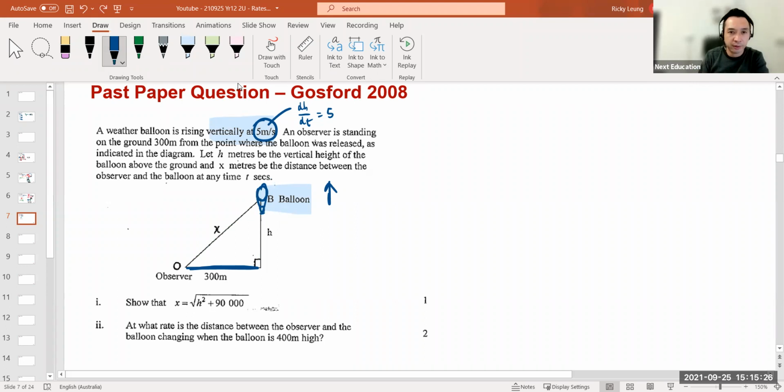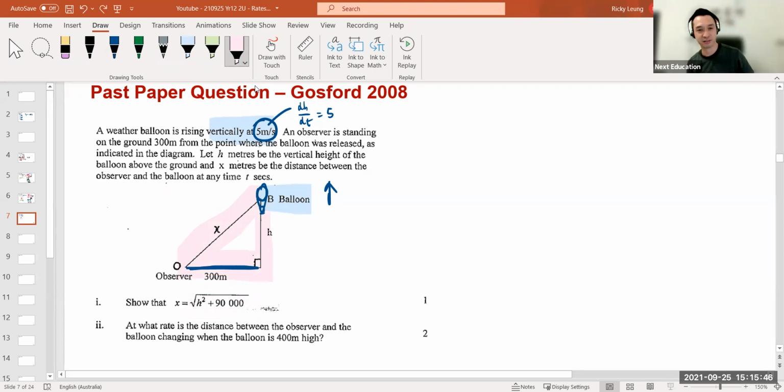Where the balloon is at, let h be the vertical height. x is the distance between the observer and the balloon, right? You can see the connection between the three sides. The tool is Pythagoras. Yeah, it's all to do with Pythagoras. That's why this looks a bit Pythagorean.